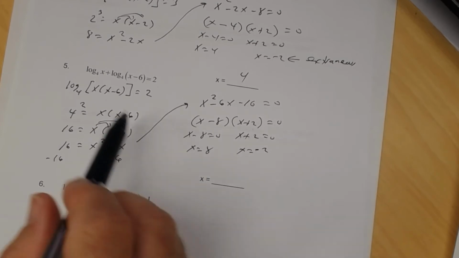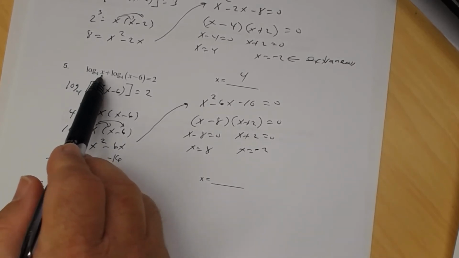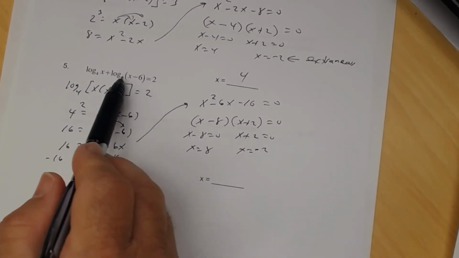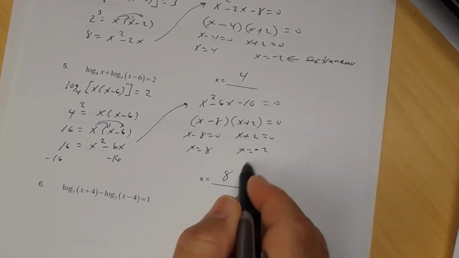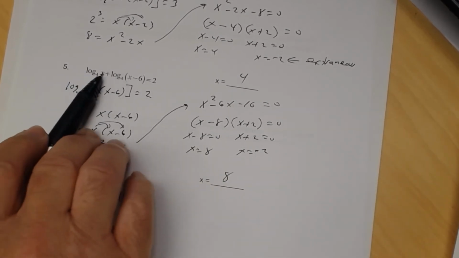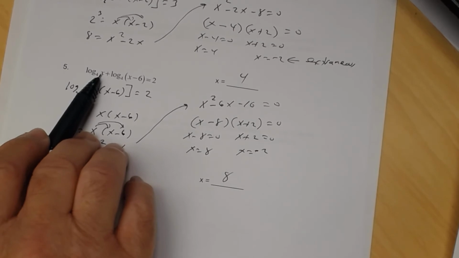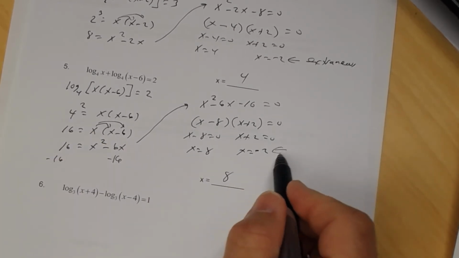So when I substitute 8, I can take the log of 8, so 8 is positive. 8 minus 6 is still positive, that's 2, so we're good. But when I substitute negative 2 right away into this argument, I can't take the log of negative 2, so this is extraneous.